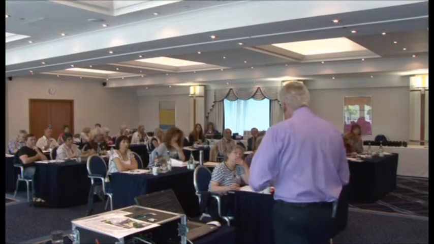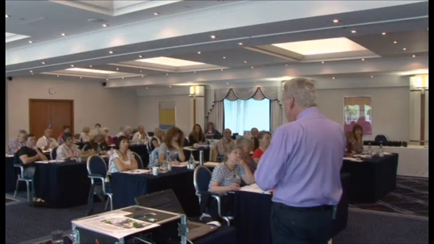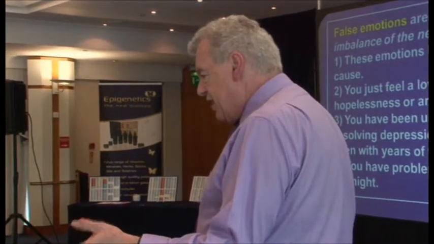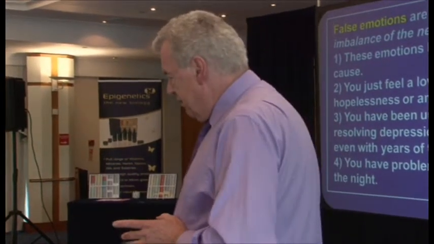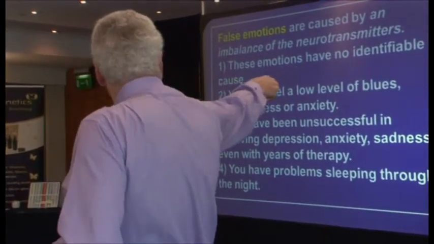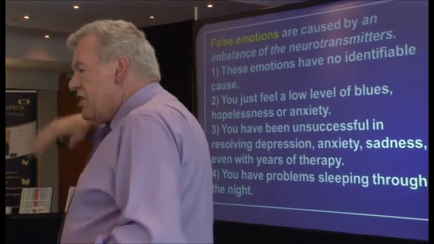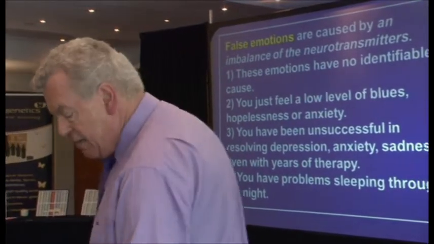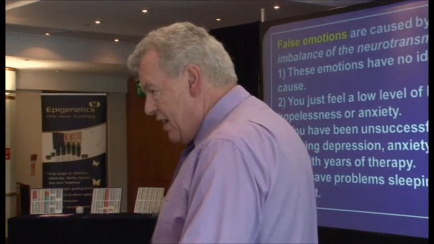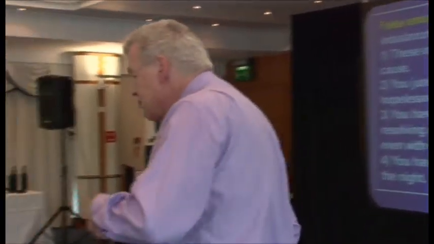Sometimes you've got to step back and say, let's do all the tests, go through the tests, and then you discover what the body needs, what the person needs, and you think, now I can see why they got the symptoms. Okay? So false emotions are caused by an imbalance in the neurotransmitters. So in other words, these are emotional problems that come out as emotions, but are not caused by their way of thinking. They create the way of thinking. They get depressed because they're deficient or toxic.